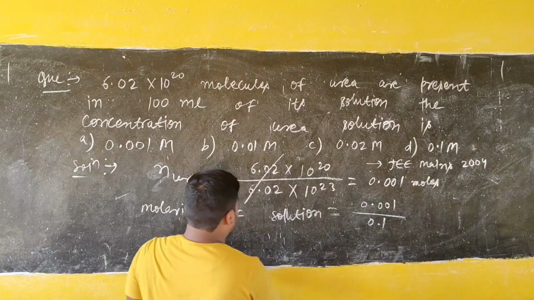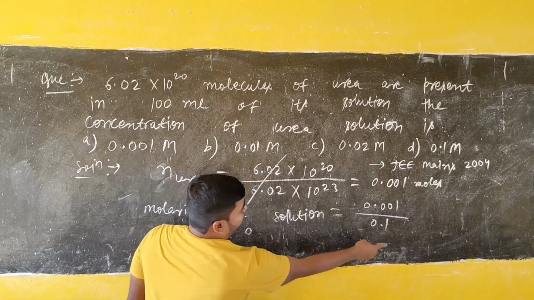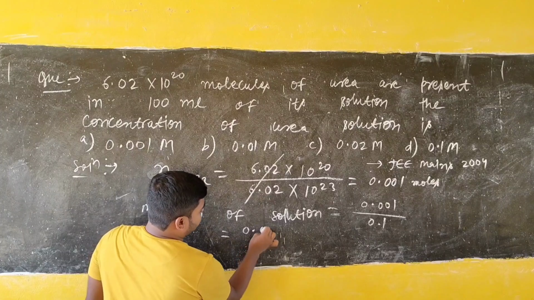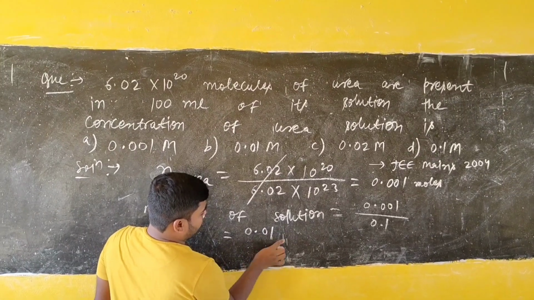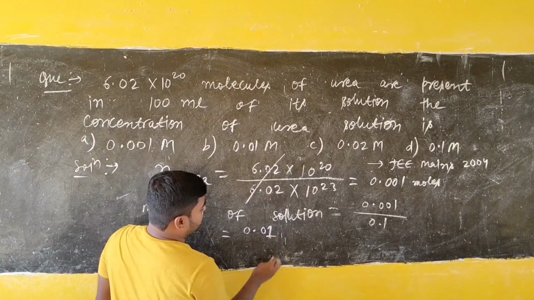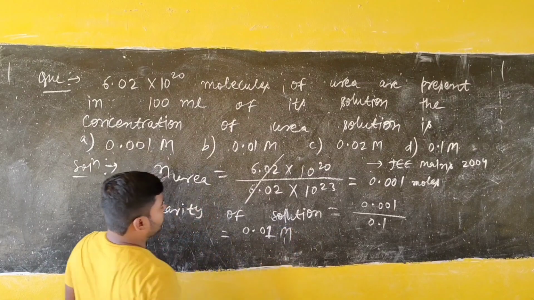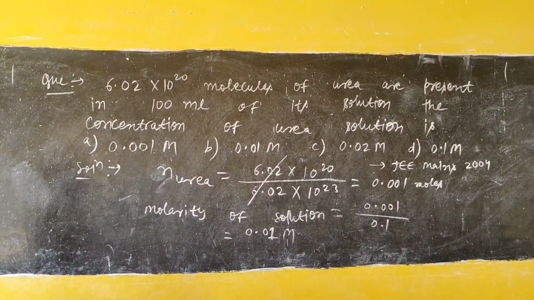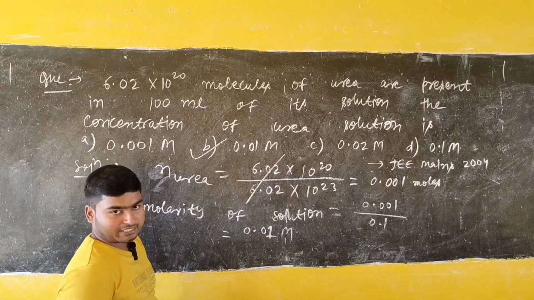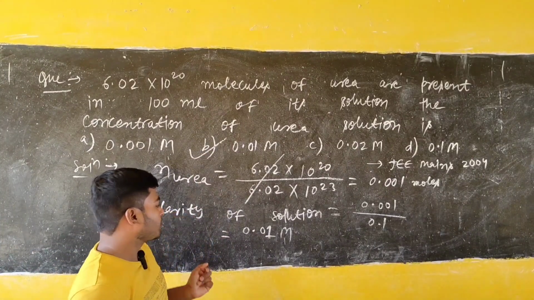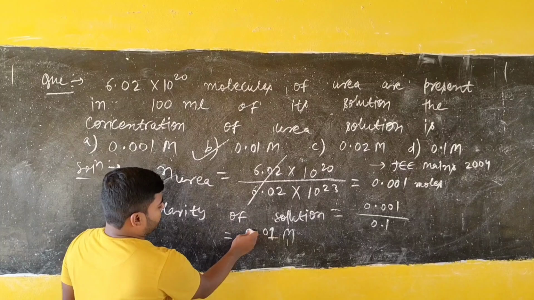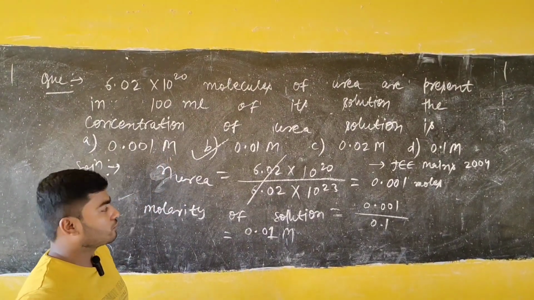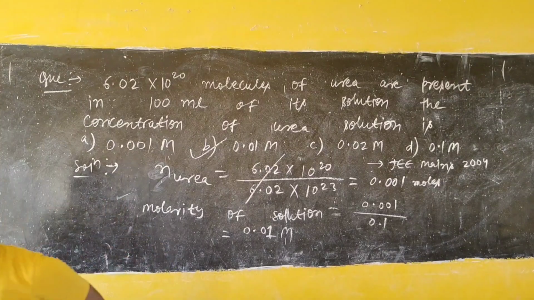So from here, if you solve it, the 10 will go up and it will come down, so like this it will become 0.01. It will come to 0.01 molar. So you can see option B is correct. From that, we can easily say that B is the correct answer. This was also a very easy question. Okay, so I hope you have understood. If you have not understood, repeat it again. And let us move to the next question.